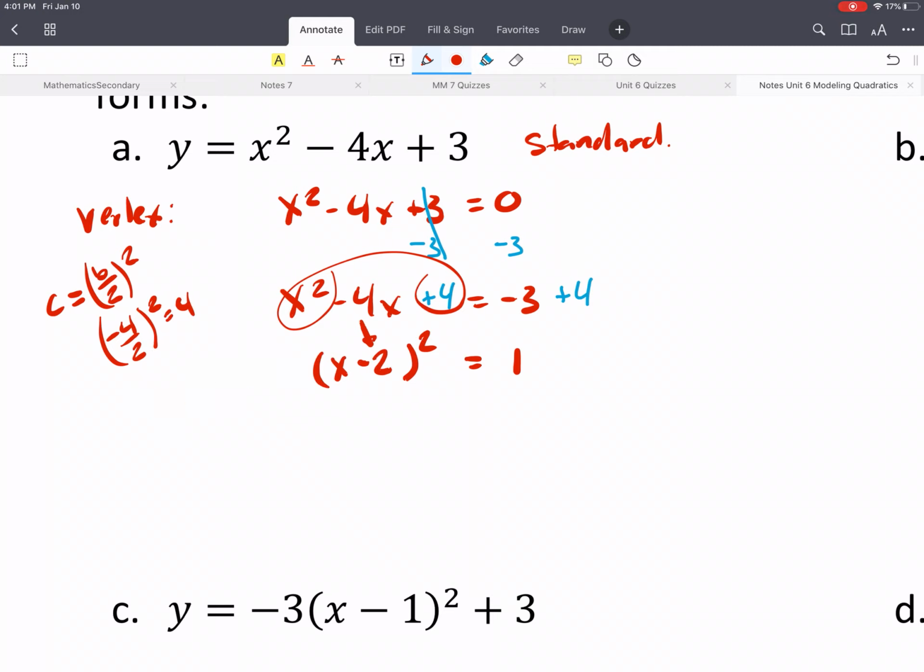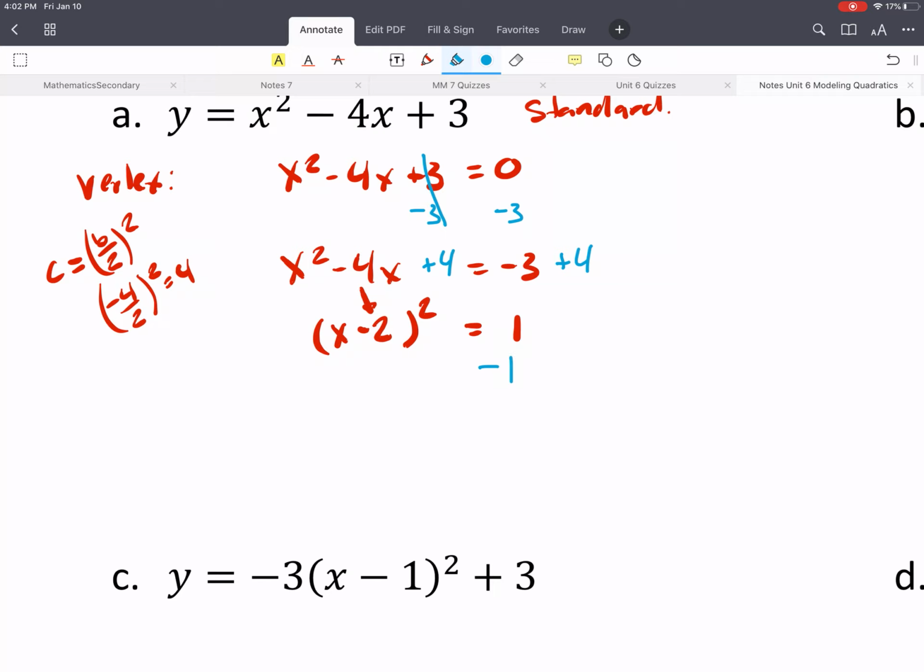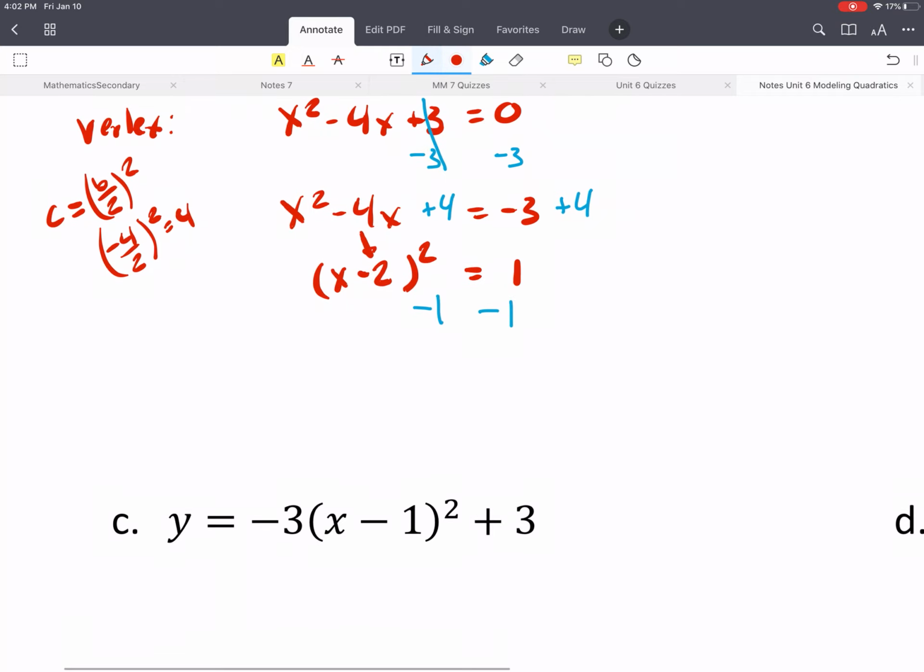Okay. Next, what we need to do is subtract 1 from both sides. And then we'd have x minus 2 squared minus 1 equals 0. But in the very beginning, we set y equal to 0, so we'll just put it back, and we'll have our equation in vertex form. Okay. The other form that we did was standard. Now we have vertex. We need intercept.